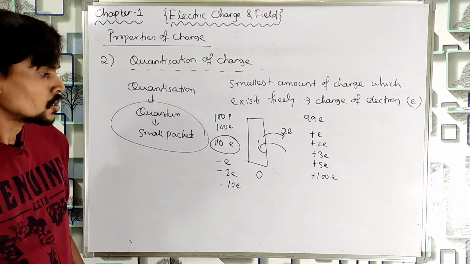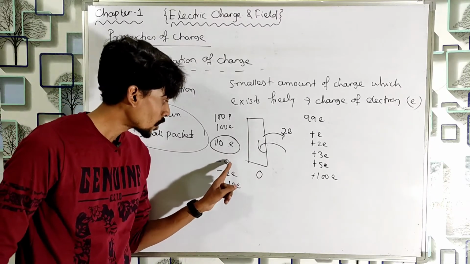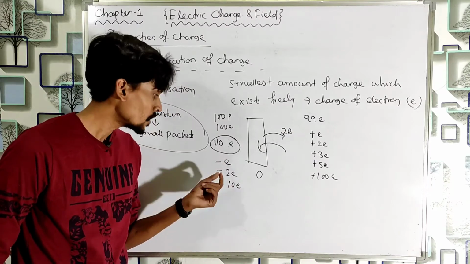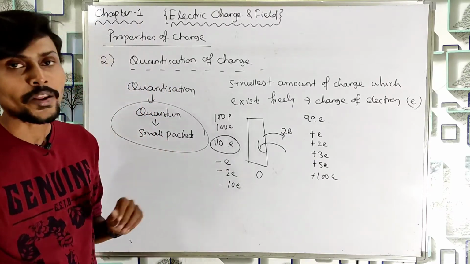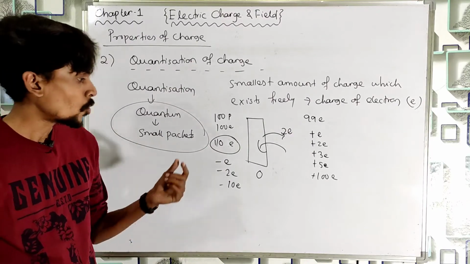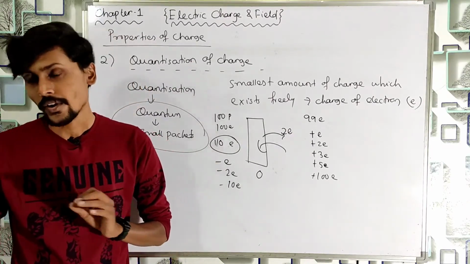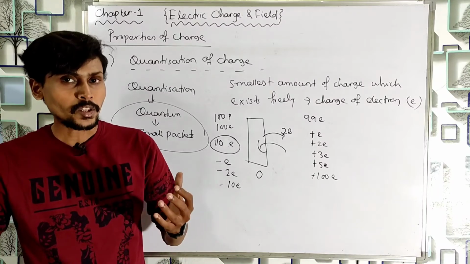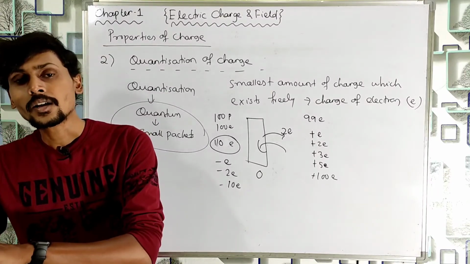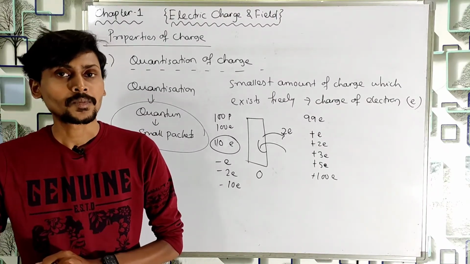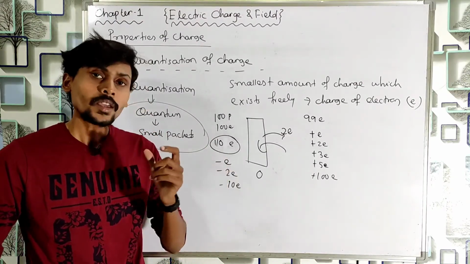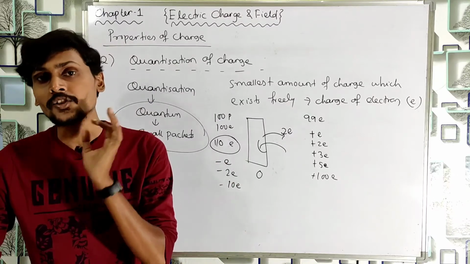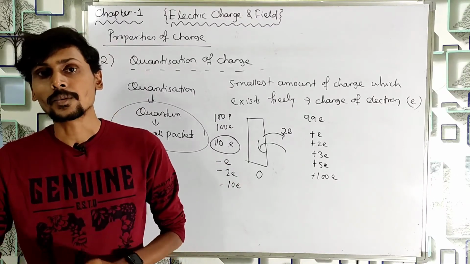Is that clear? So again you can see that the coefficient of E is a whole number, is an integer. It cannot be a fraction. The coefficient of E cannot be a fraction. It cannot be 2.3, it cannot be 3.7, it cannot be 4.5, like this. The coefficient of E is always an integer, always a whole number.